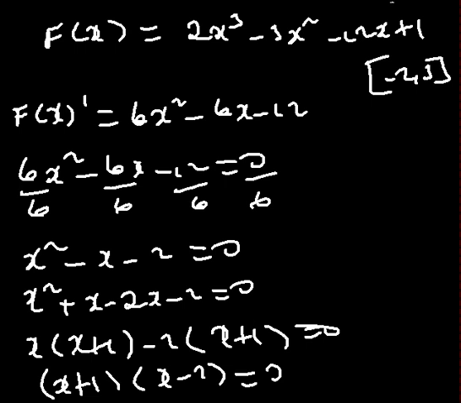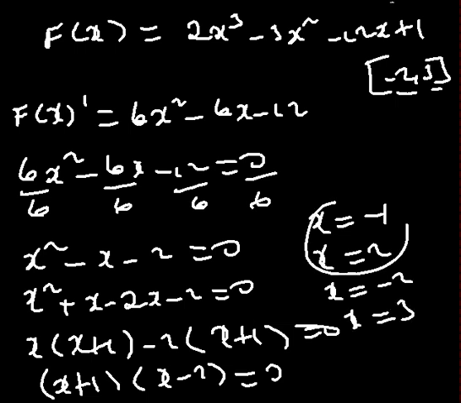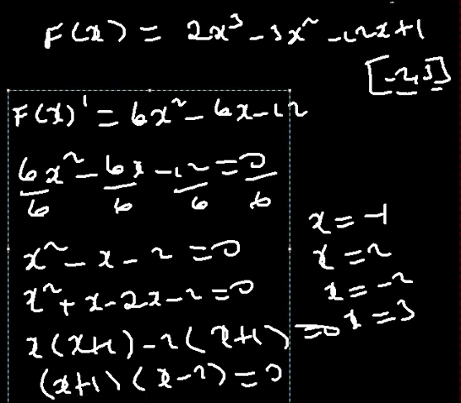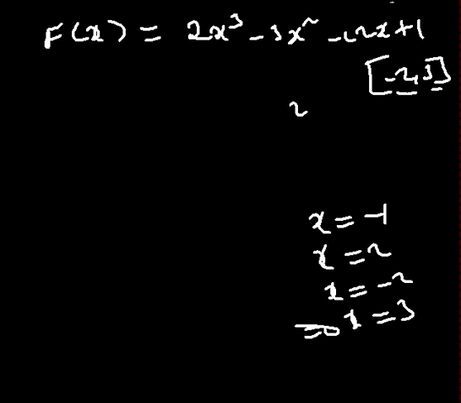Now for this case, the critical values are x equal to negative 1, x equal to positive 2, and including the endpoints, x equal to negative 2 and x equal to positive 3. These are the critical values. From there, we apply the same principle. We substitute the critical values into the original function, and determine which one gives us the absolute maximum and which the absolute minimum.